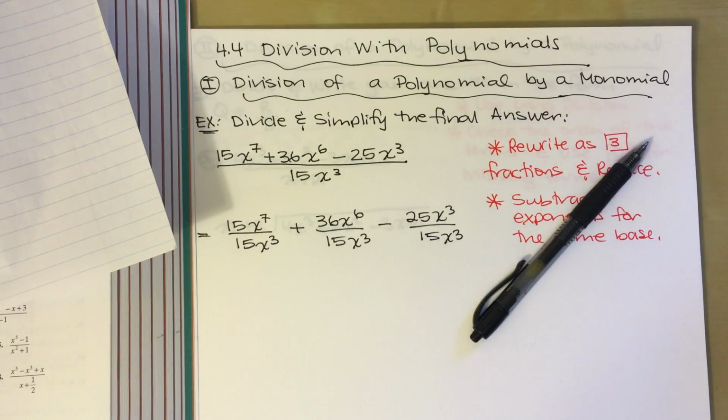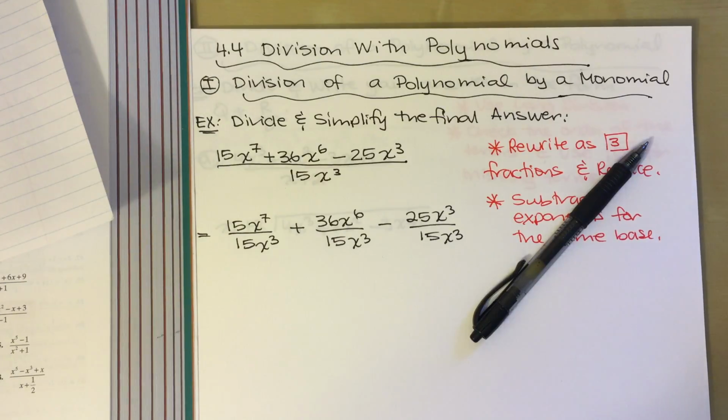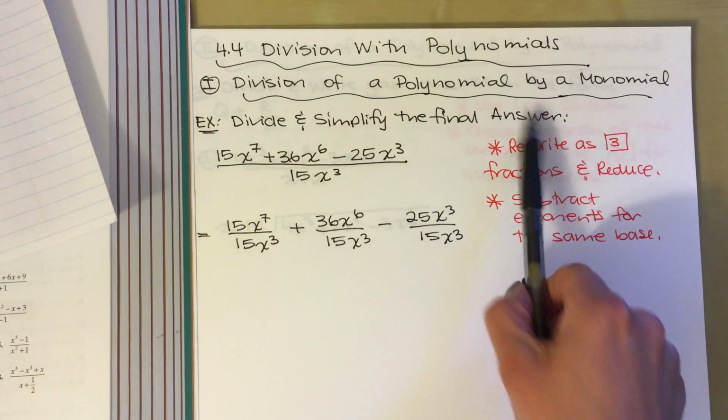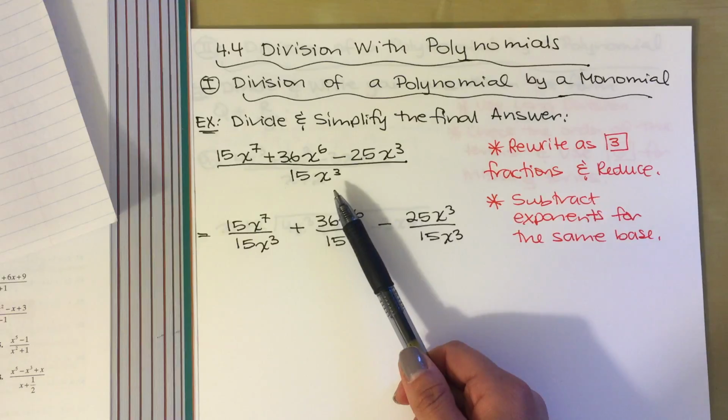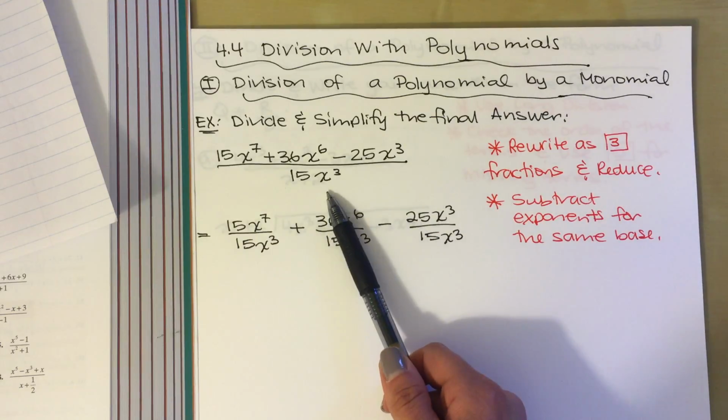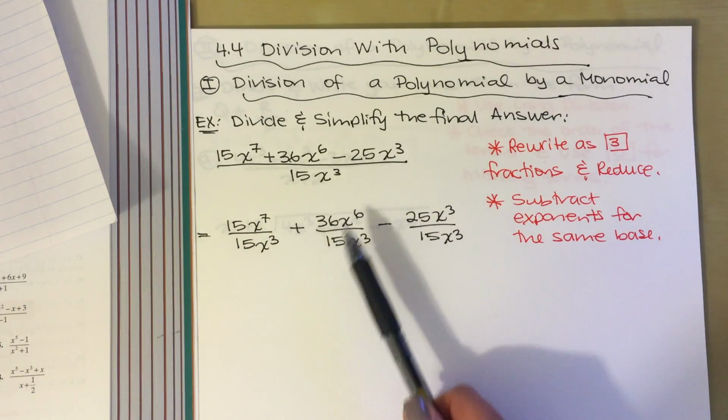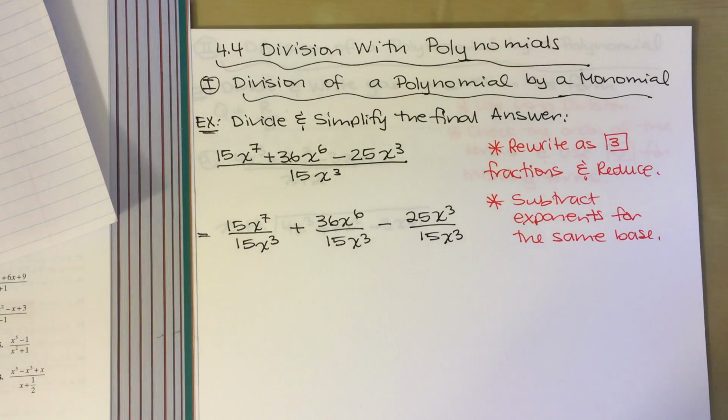Section 4.4, Division with Polynomials. So in this section, we're going to split it up into two parts. Part 1 is a division of a polynomial by a monomial, which is just one term. This type of a problem is pretty quick.